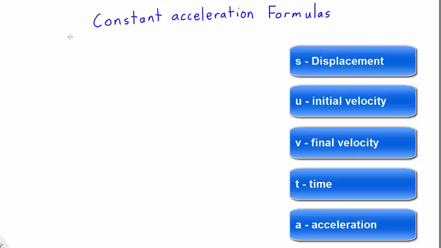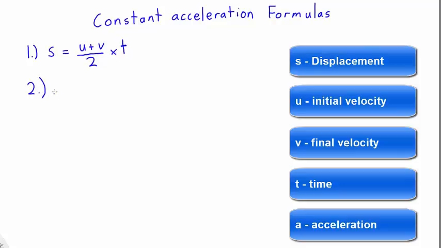So the 2 key kinematics formulas, in my opinion, are, first of all, s, or displacement, is equal to the initial velocity plus the final velocity divided by 2, multiplied by time. Now note that the (u plus v) divided by 2 is a special term that we call the average velocity. So this is essentially saying that the displacement is equal to the average velocity times the time.